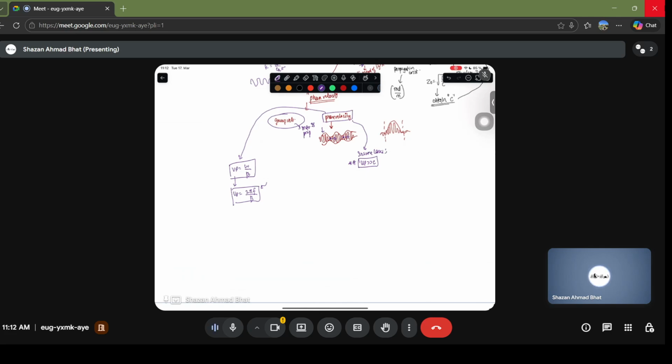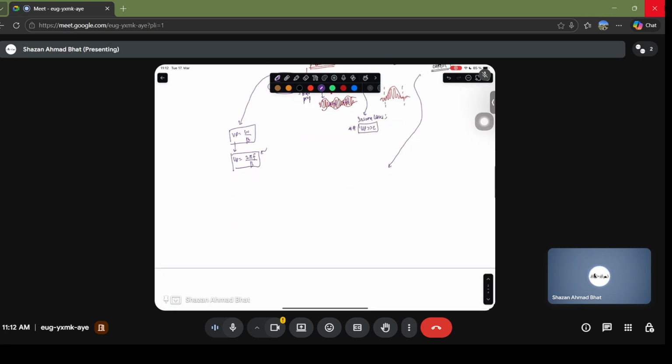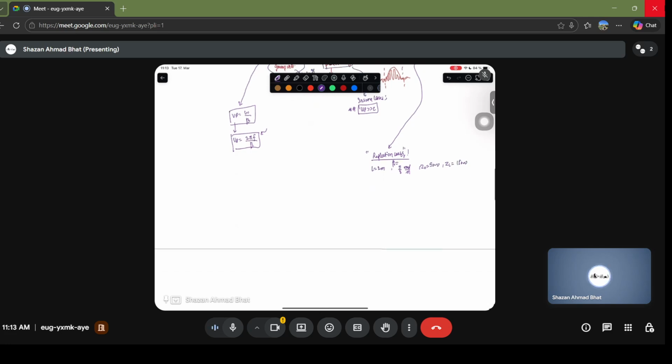And what if you are given all of these things and you need to obtain the reflection coefficient? How can you do it? Let's say you are given a length of 2 meters, a phase constant beta of pi by 8 radians per meter, a characteristic impedance of 50 ohm, and a load impedance ZL of 150 ohm, and you need to find gamma L, the reflection coefficient.